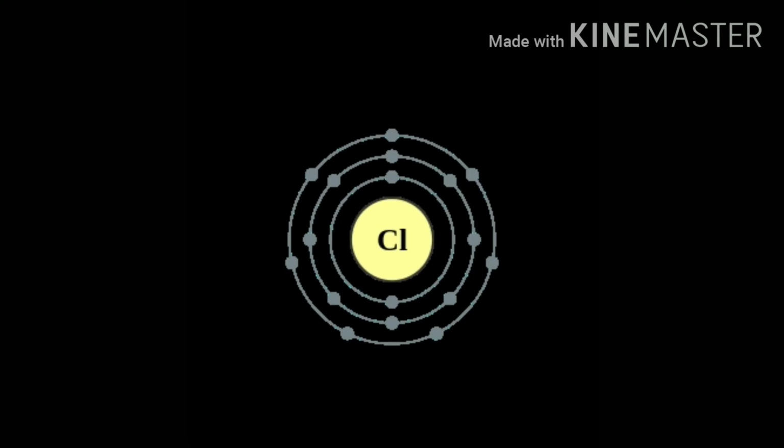So to be an octet, chlorine, what will it do? It will gain one electron and form the Cl- ion, that is known as an anion. So the Cl- ion is known as what? Univalent. Clear? So if it gains, that means it is the case of non-metals.